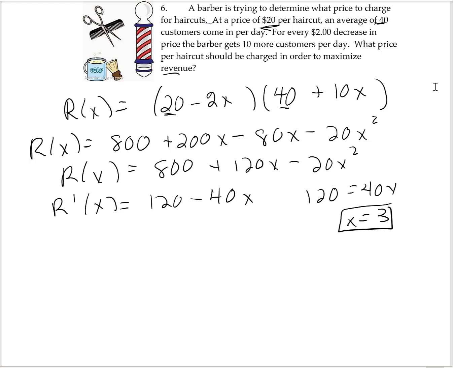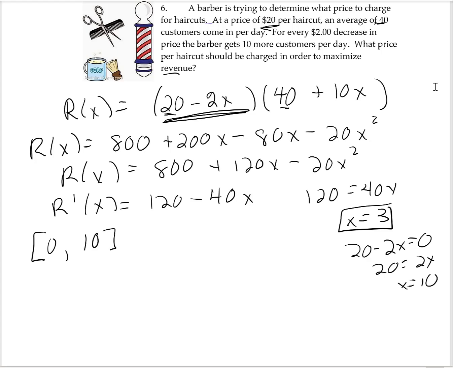What we should think always is the smallest thing we could do would be nothing. To say don't change the price, we're happy with charging $20 a person. But then this 20 minus 2x, as it's going down, at some point we'll hit 0. So 20 minus 2x equals 0 when 20 is 2x and x is 10. So 10 is the largest number of price decreases we can make at that point. We're doing the haircuts for free.